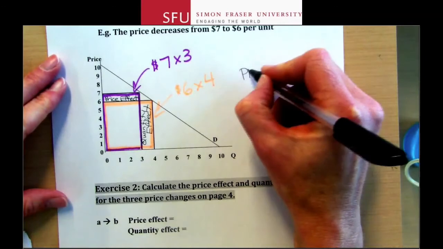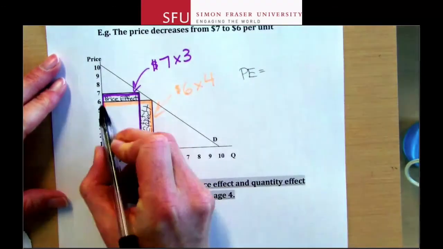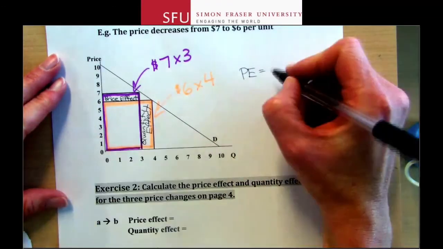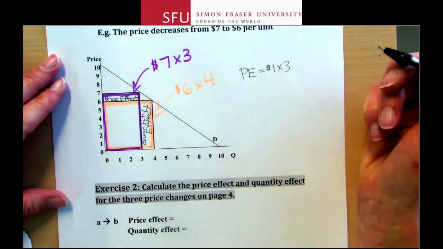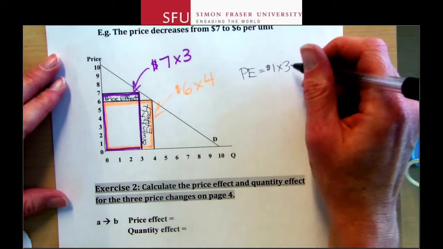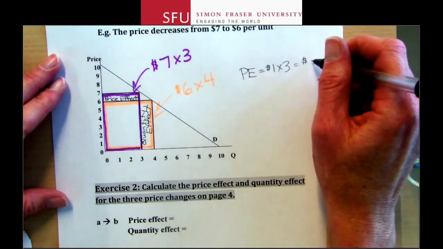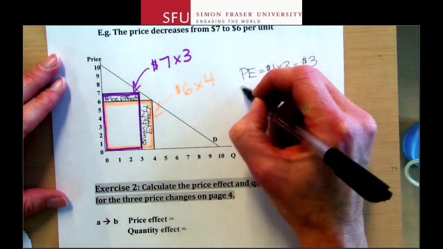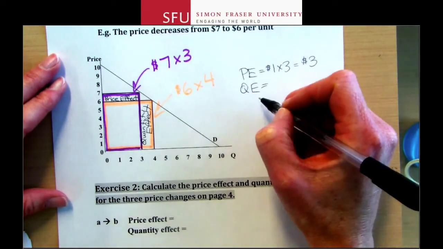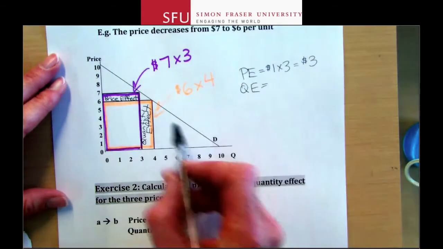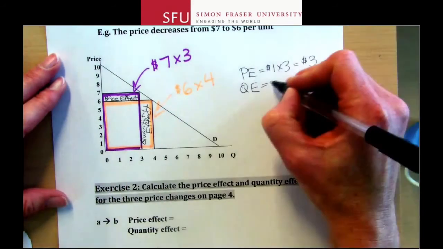So the price effect, I'll just put PE for short. This rectangle is $1 times 3. So you're losing $1 per unit on the 3 units that you were selling, so you're going to lose $3 when you lower your price. But then you sell an extra unit, and that's the quantity effect, QE, and for the extra unit that you sell, you're getting paid $6.